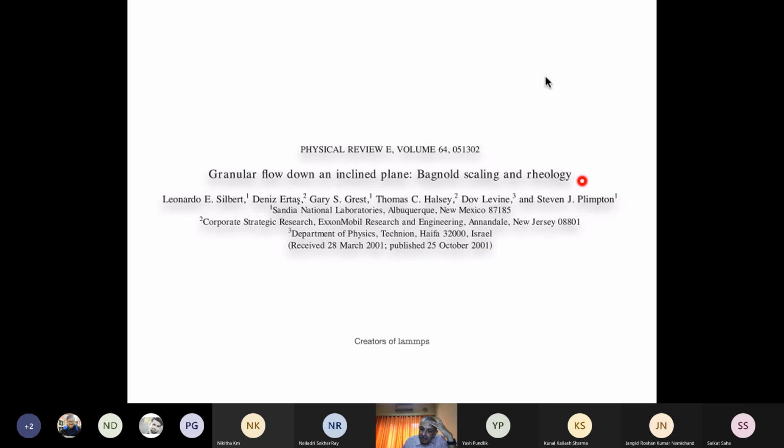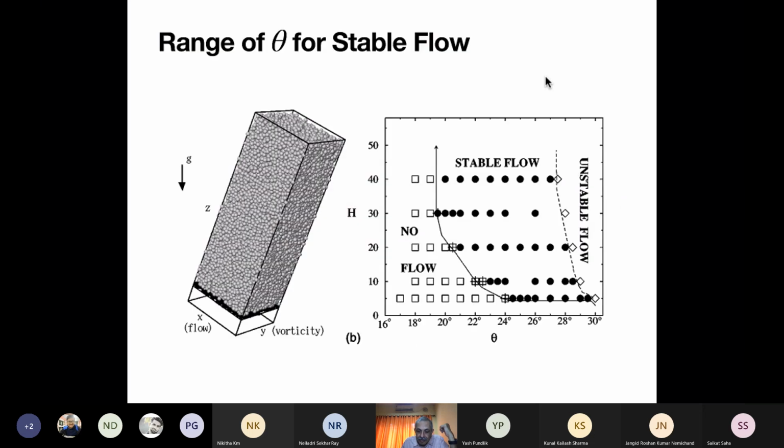And this is the main fellow, Plimpton. So today, they essentially started this, and they are the creators of LAMMPS. What we are teaching and using so freely, and it's so easy to use, we have to thank them for doing that. Anyway, this is an early paper, and they looked at this very simple system.